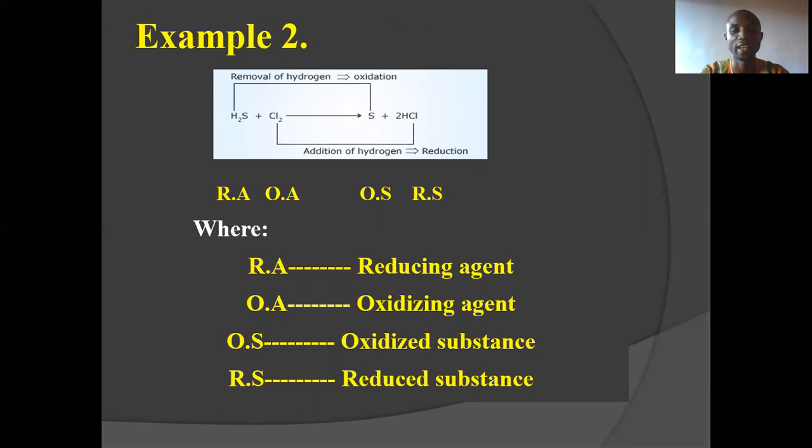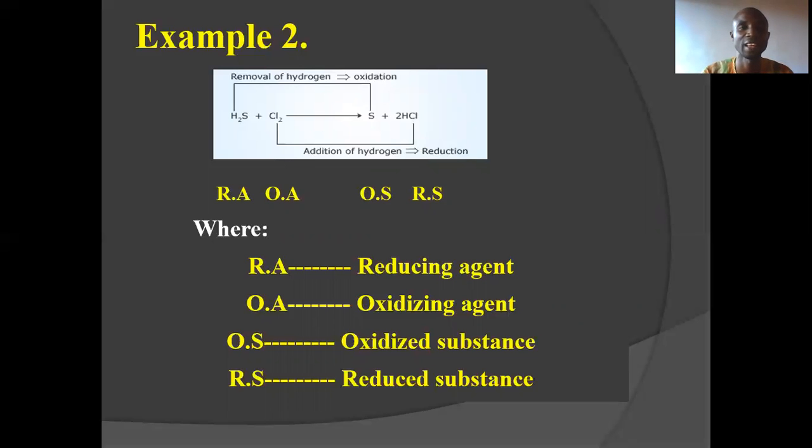Another example we can give is in terms of hydrogen. I said that addition of hydrogen is what we call reduction, but removal is what we call oxidation. So here, in hydrogen sulfide, as you can see, on the product side hydrogen is being removed from sulfur. It becomes oxidation. While chlorine on the reactant side, on the product side, hydrogen is being added to it. We call it reduction, because hydrogen is being added.